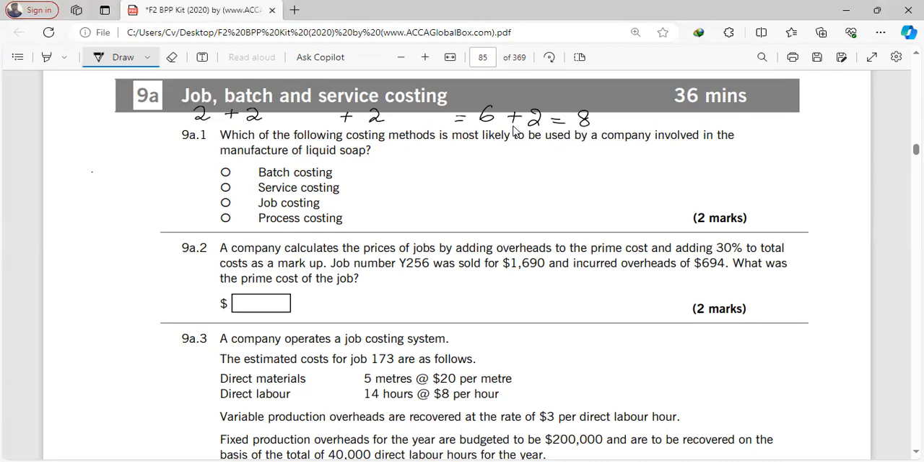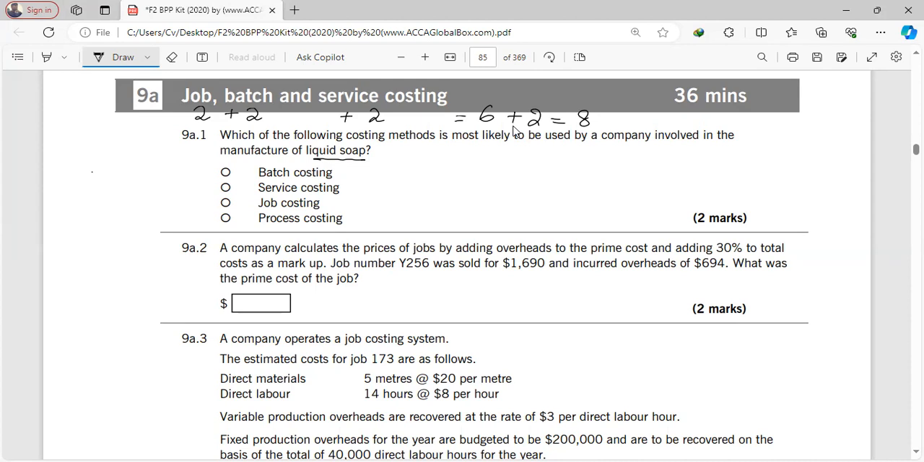Which of the following costing methods is most likely to be used by a company involved in the manufacture of liquid soap? If a company is producing liquid soap, there are two aspects which need to be considered. Number one, liquid soap is made in more than one process. Company is not producing in only one process, but in more than one. So we can say that process costing is relevant here.